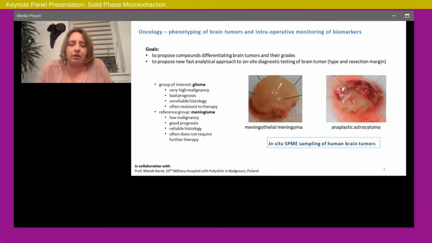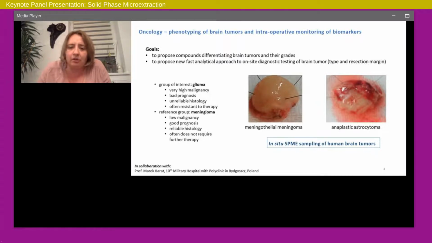So now I will go through a few examples of clinical applications. The first one is focused on oncology. Right now we are working on phenotyping of brain tumors, and we are working towards intraoperative monitoring of biomarkers. So basically there are two goals. First is to propose a few compounds which differentiate brain tumors and their grades. We are mainly focused on gliomas. And the other one is to propose a new fast analytical approach to on-site diagnostic testing of brain tumors. That's what I already mentioned, to have a very fast answer in the operating room.